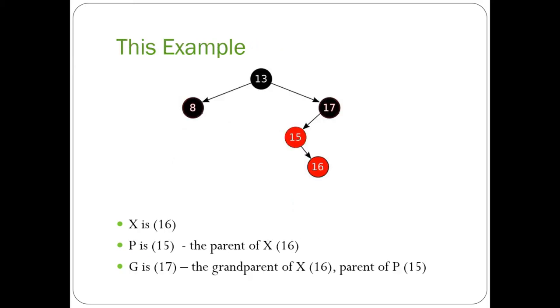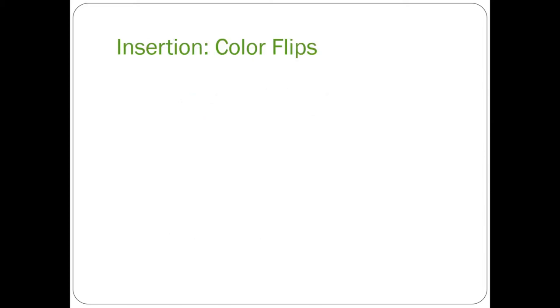In this example, X is 16, P is 15, the parent of X is 16. G is 17, the grandparent of X is 16, parent of P is 15.